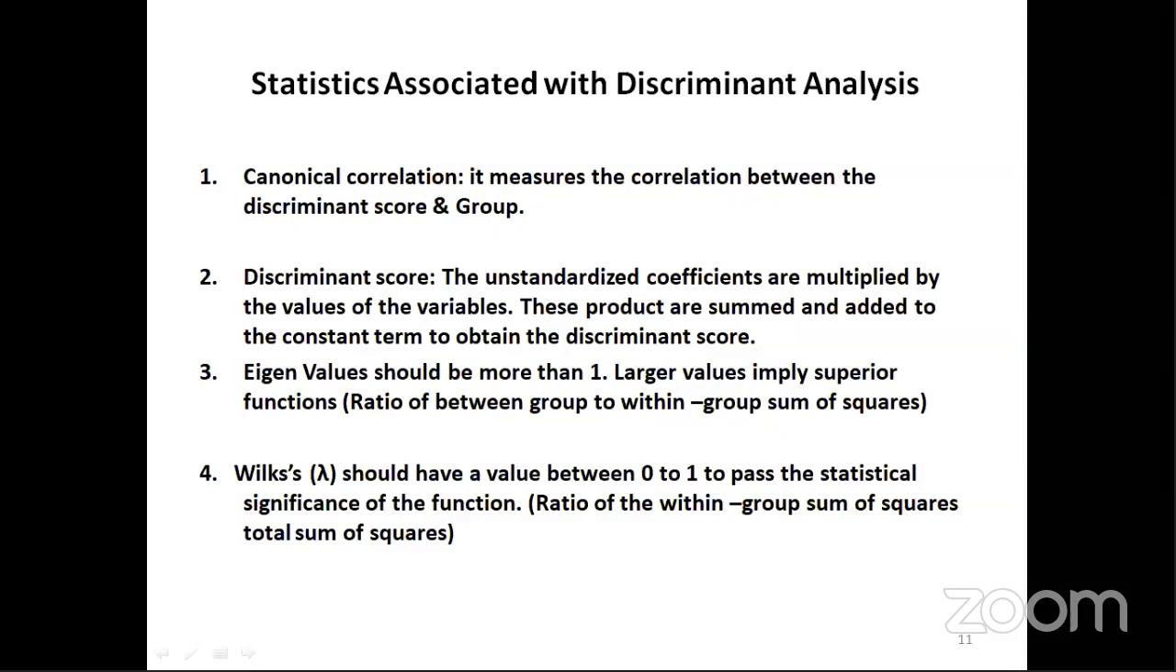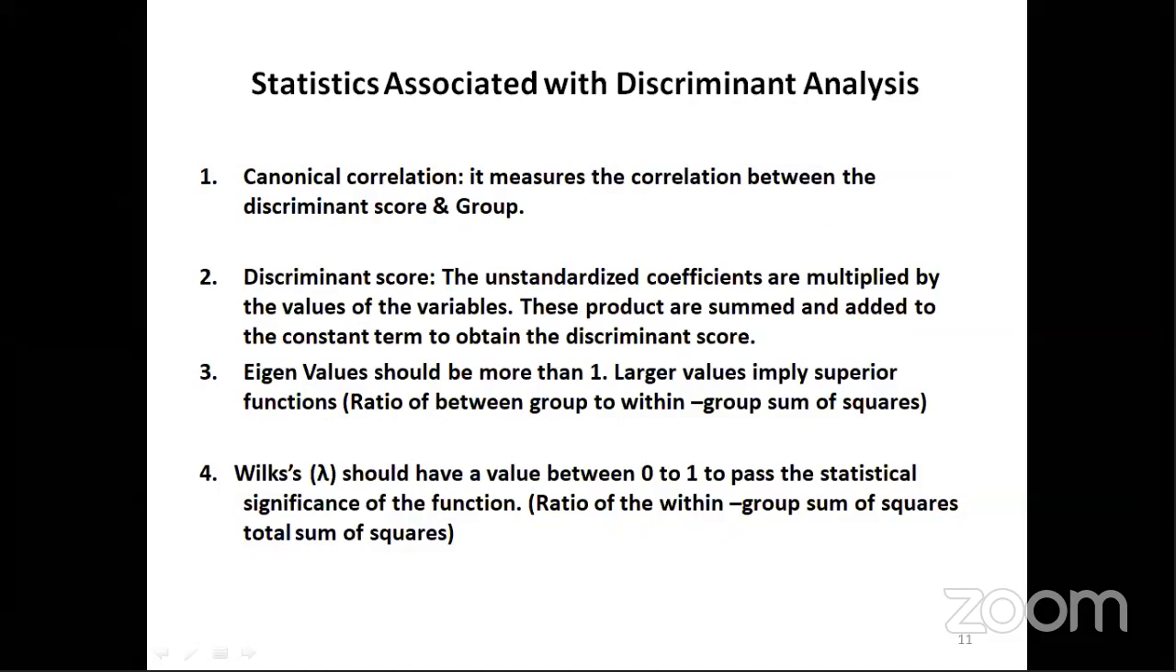Di equal to d0 plus d1 x1 plus d2 x2 plus d3 x3. तो जो d1 d2 d3 क्या होता है? These are the unstandardized coefficients. तो उसको हम हर वेरिएबल से मल्टीप्लाई कर लेते हैं और उसको सम कर देते हैं. That is the discriminant score. You have to remember it. You are required to estimate the discriminant score for each respondent, for each object.